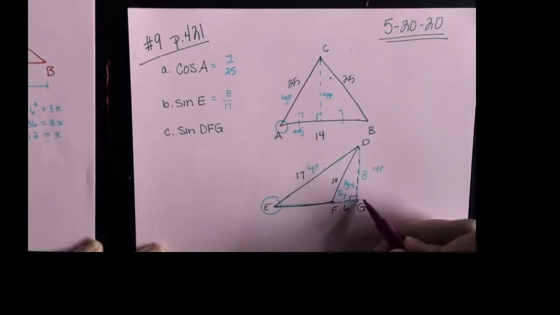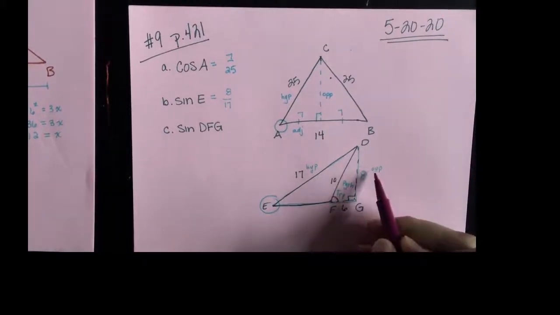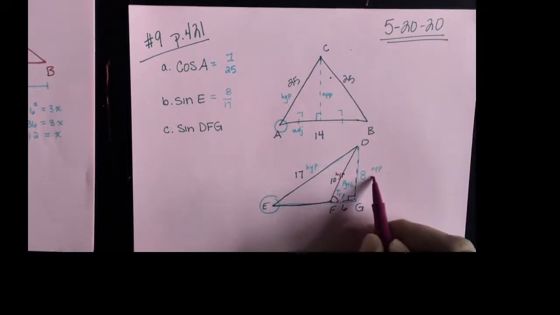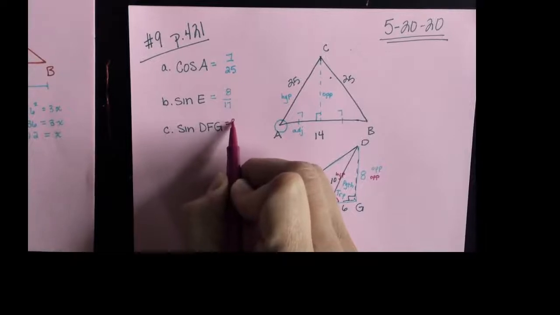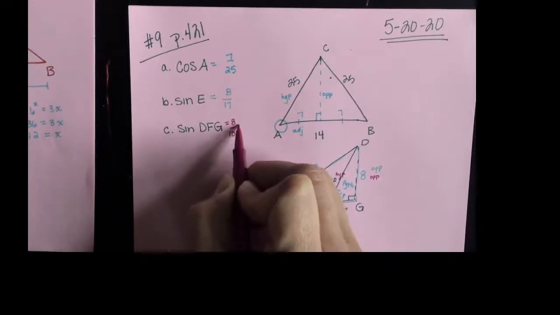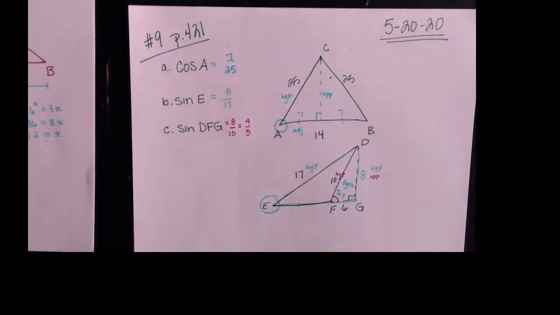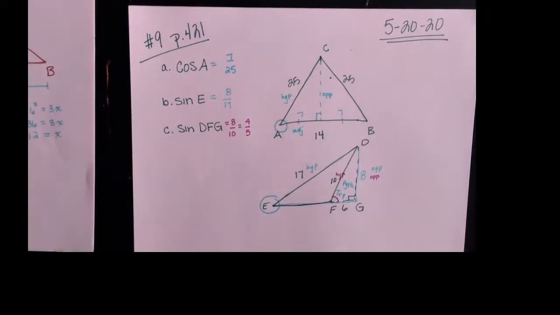D, F, G. So now we want this reference angle. We still have opposite, adjacent, and hypotenuse here. And because we're dealing with sine, this is now 8 over 10, which means we have to reduce it to 4/5. So keep in mind that when we're looking at a question like this, it just wants the ratios.